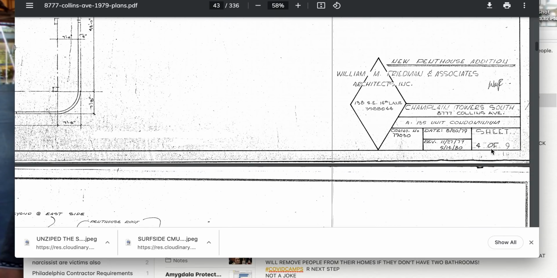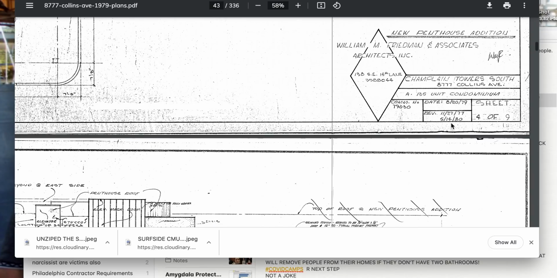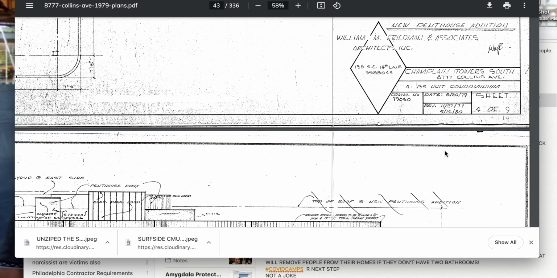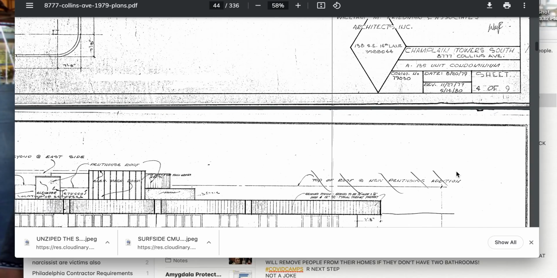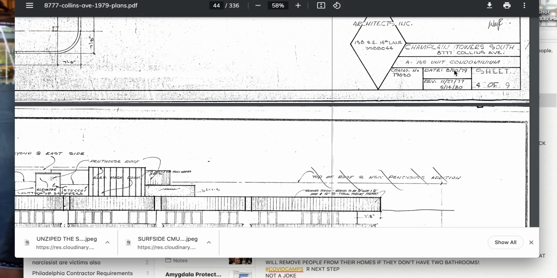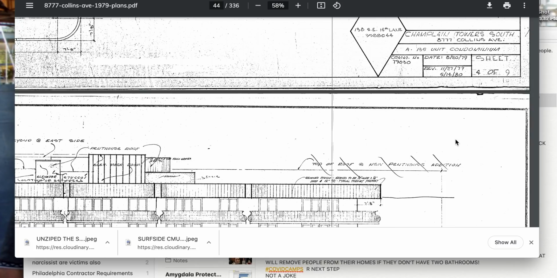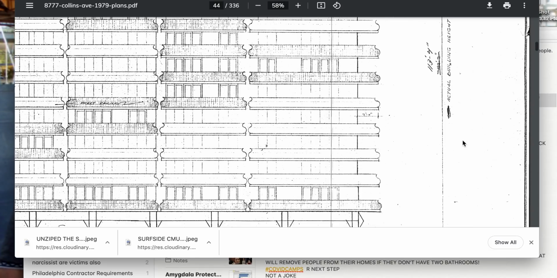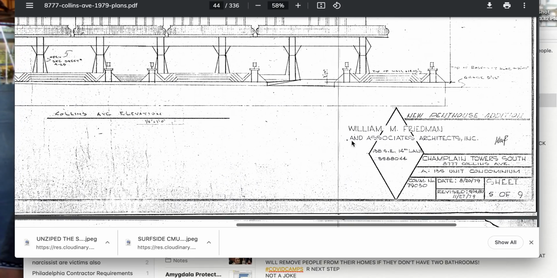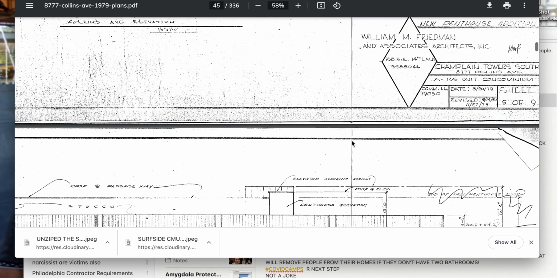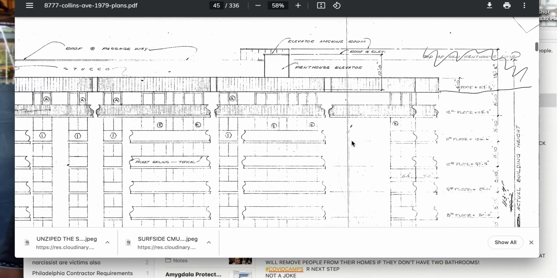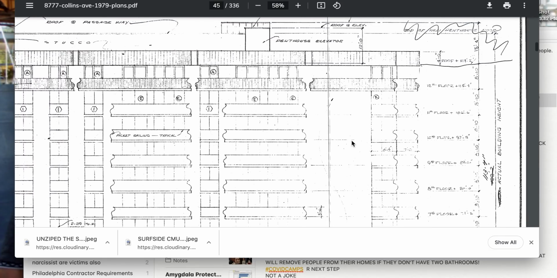Let's go back to 4 of 9 over here. May 14th, 1980, and revisions on 11/12 and 11/27, revised on 11/27. So they have a few revisions, and then May 14th of 1980. This is the revised plan there, I'm guessing. So we're at 4, now we're at 5, and okay, actual building height.